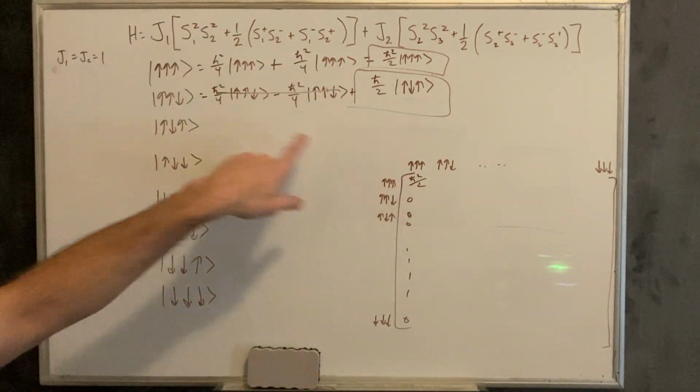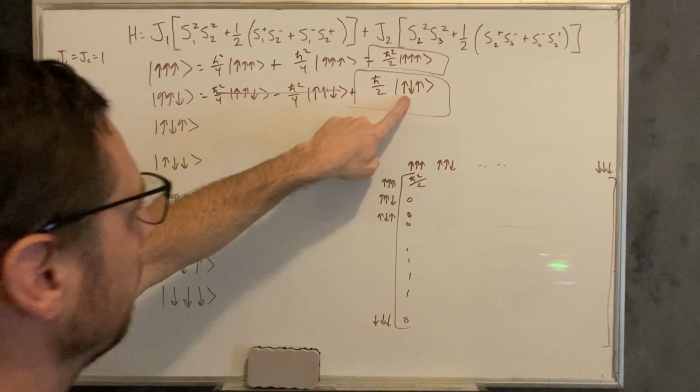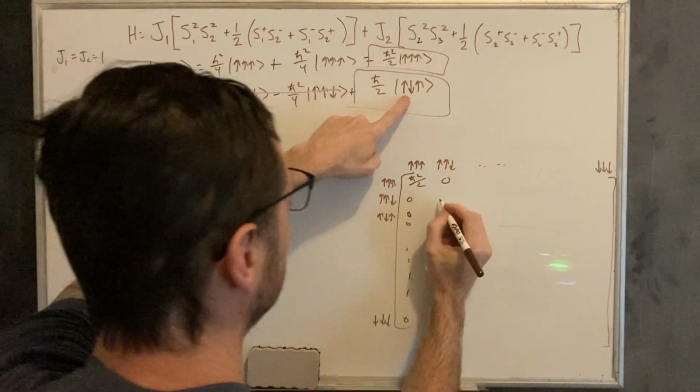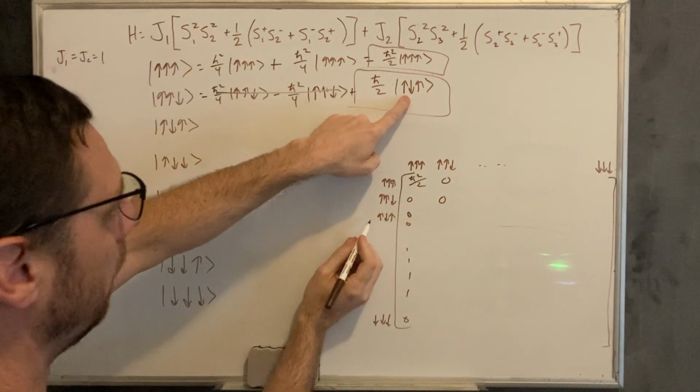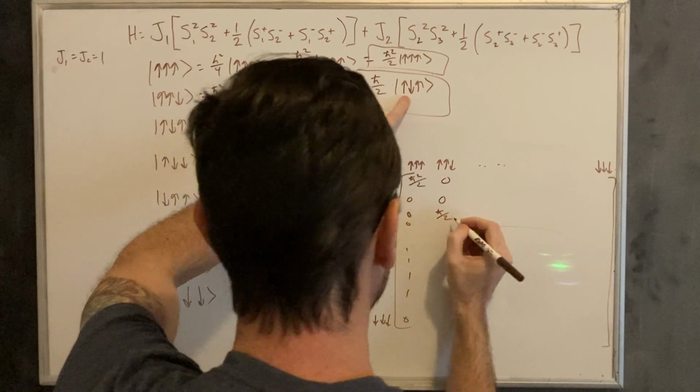All right, so for our next column, so we have up, up, down. And that's going to match with, so we're going to have 0 here, so no match for up, up, up, no match for up, up, down. But we do have a match for up, down, up, and that's going to be h bar over 2.